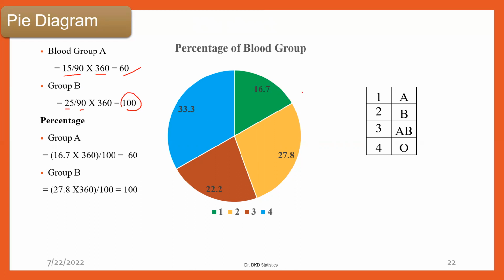And if you see the percentage, 16.7, the circle is 360 degrees at the center, so multiply 16.7 by 360 divided by 100. For this segment, the angle is 60 degrees. And the same way for this one: how do we get this angle? We calculate this value 27.8 multiplied by 360 divided by 100, and this is 100 degrees. So we can say this angle is 100 degrees.